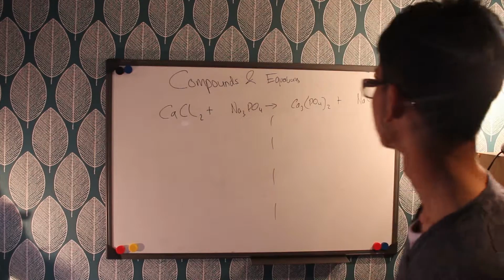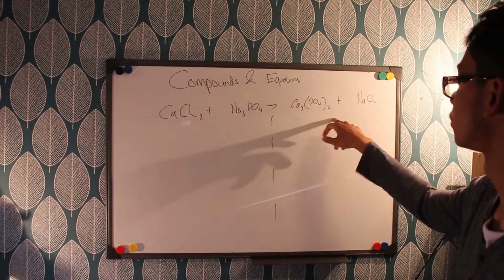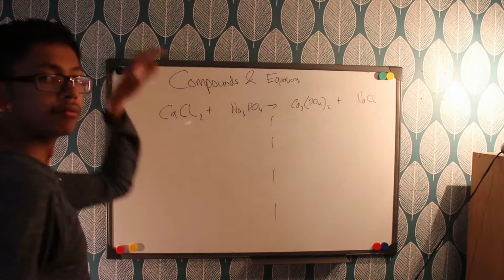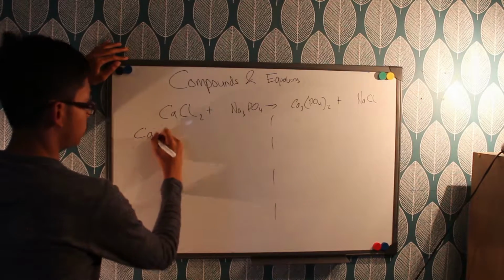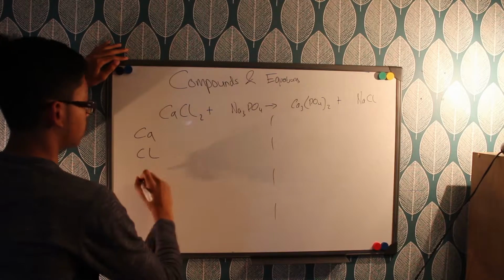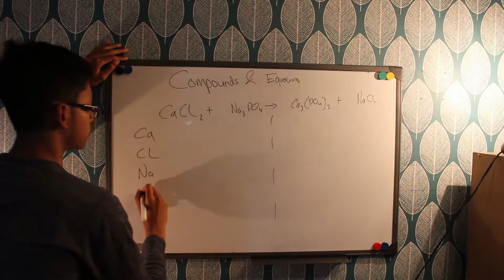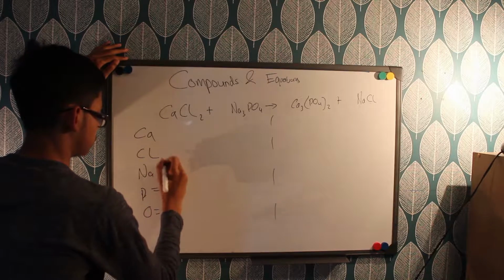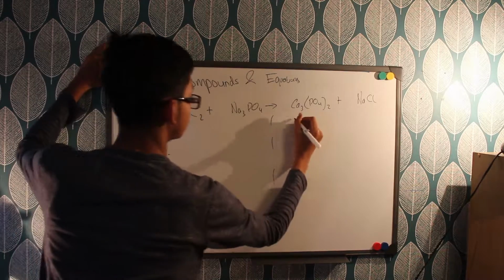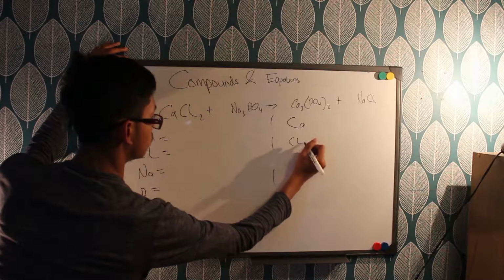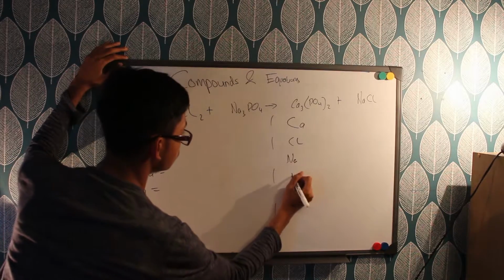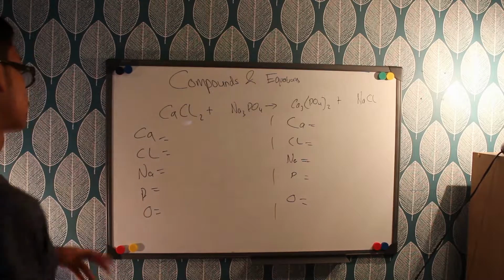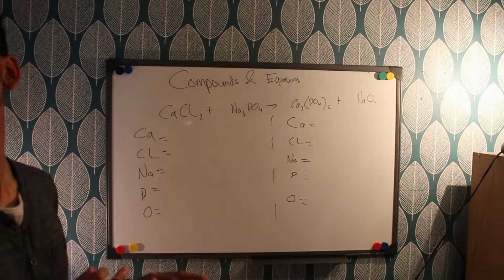So if you look at here, let me label out what I have. I'll go to this side again. So I've got Ca, I've got Cl, I've got Na, I've got phosphorus, I've got oxygen. Just put the equal signs right there. I'll have the same here, so I've got Ca, Cl, Na, P, O. And now I will state what values I have in this equation.